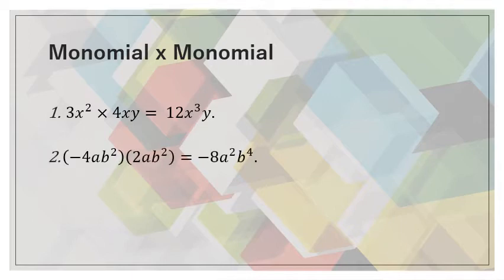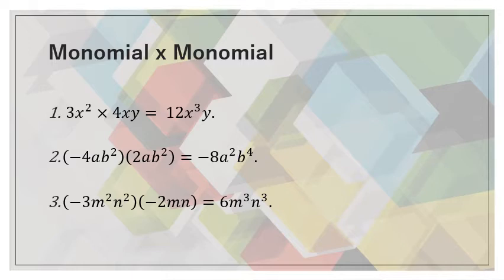Now let's say we want to multiply negative 4ab squared with 2ab squared. So negative 4 multiplied by 2 is negative 8. a times a is a squared, and b squared times b squared is b to the power 4. And if we multiply negative 3m squared n squared with negative 2mn, then negative 3 times negative 2 is equal to positive 6. m squared times m is equal to m cubed, and n squared times n is equal to n cubed.